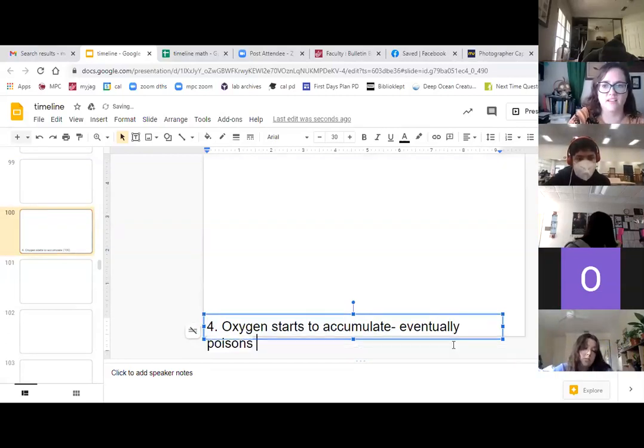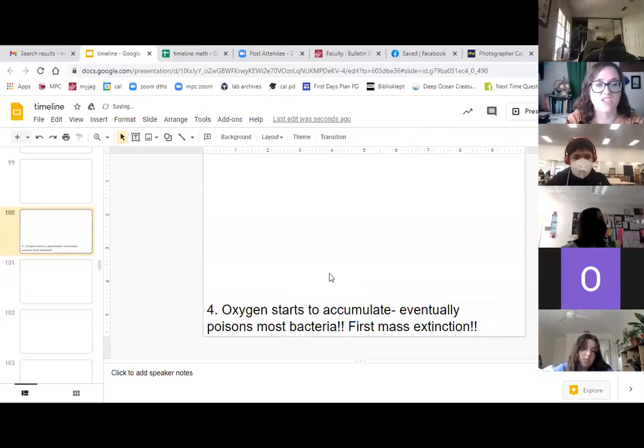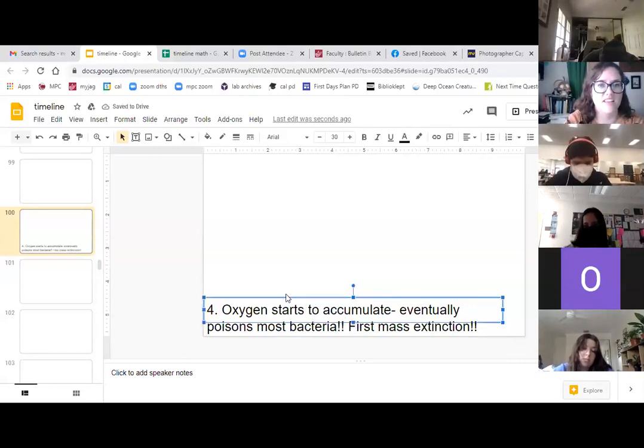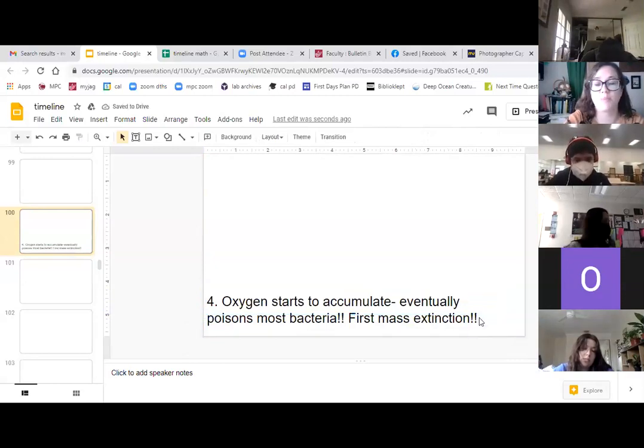Eventually poisons most bacteria. Oh no. So we get our first mass extinction. First mass extinction. And it's all because we had these cells that were doing so much photosynthesis that they pulled so much carbon dioxide out of the air.